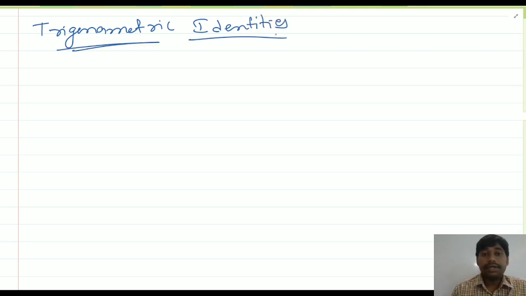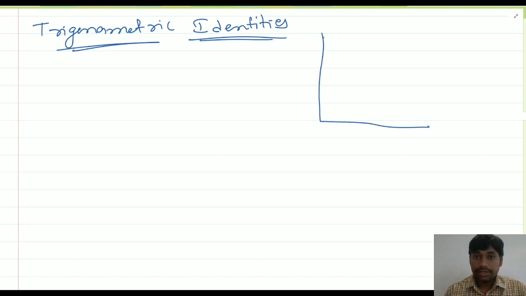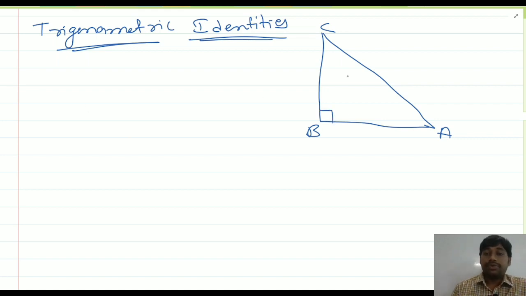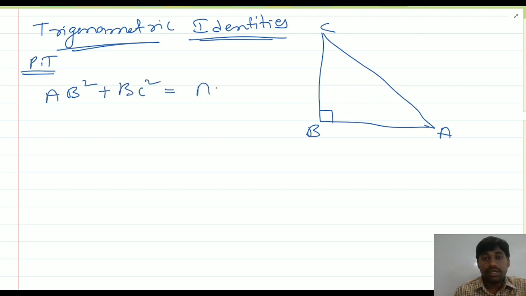So, trigonometric identities. If you see clearly how they get formed, let us take a right angle triangle ABC, right angle at B. Write the Pythagoras theorem: the hypotenuse squared is equal to the sum of the squares of the other two sides. That is, AB square plus BC square is equal to AC square. Let us take this as equation 1.